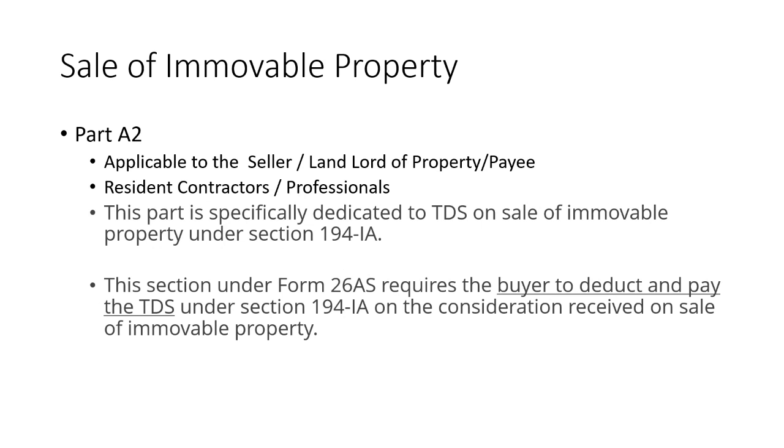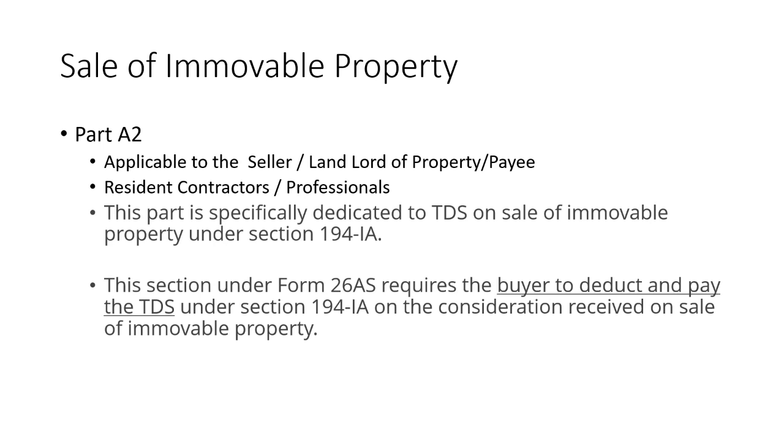Next is part A2. Applicable to the seller of a land or property. Then resident contractors, professionals. This part is specially dedicated to TDS on sale of immovable property under section 194IA. I have already explained, their information will be there for both the buyer and the seller.